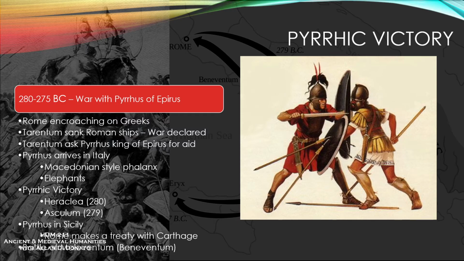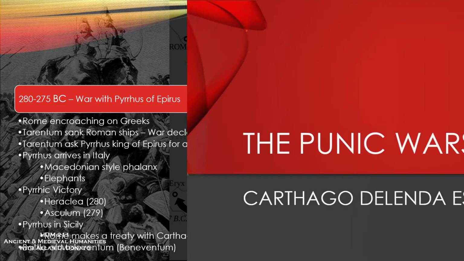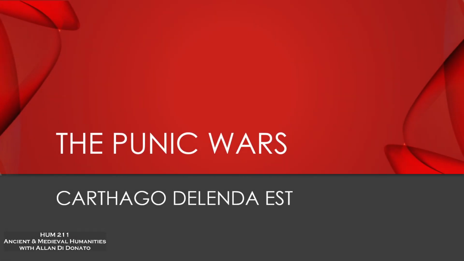Okay, so they do defeat Pyrrhus, and then Romans come to dominate the entire Italian peninsula for the most part by around 265. Now, this brings us to the Punic Wars. And I'm going to cover just a little bit further. I want to cover the first Punic War. I think it'll be a nice stopping point for our first discussion to kind of leave you with a cliffhanger. So let's go a little bit further and talk about the war with Carthage.